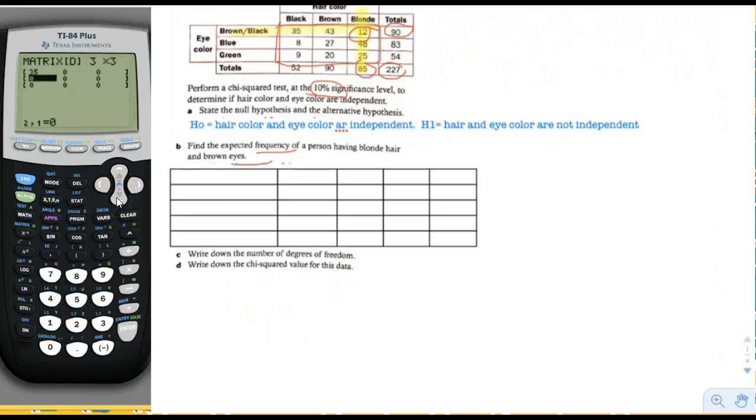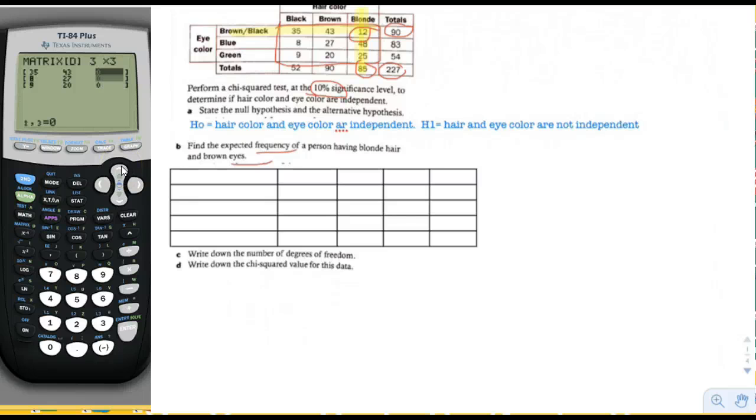I'm going to put in the contents of this matrix one by one, hitting the arrow keys. 30, 5, 8, and 9. Then I go to the right and go to the top again. I'm going to do 43, 27, 20.